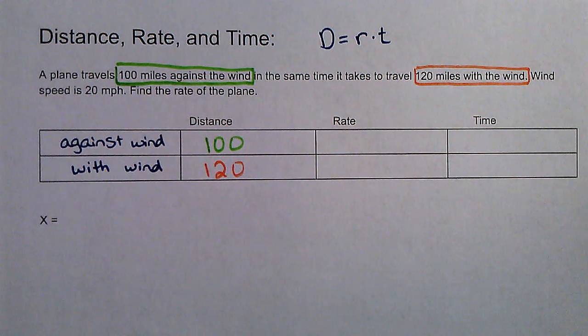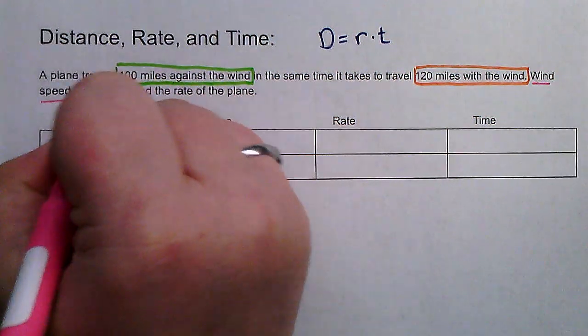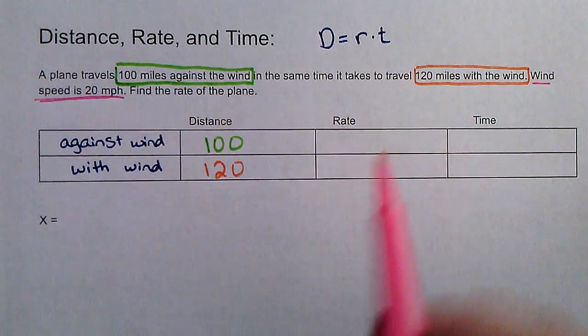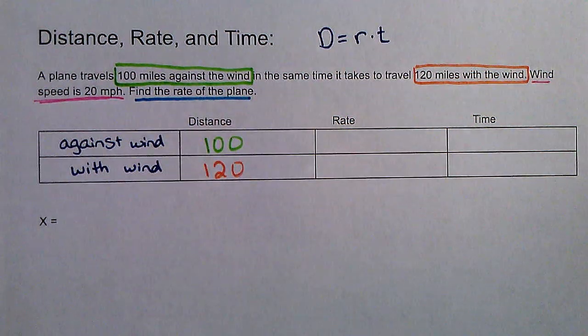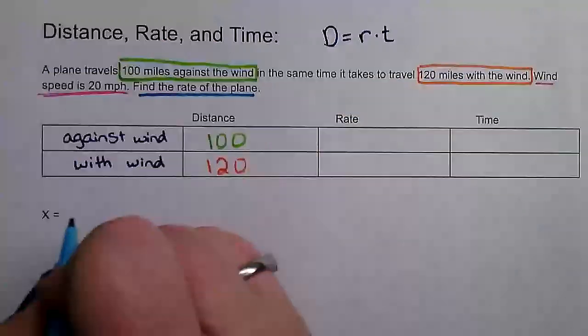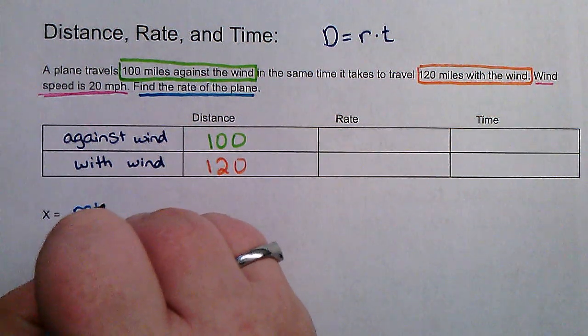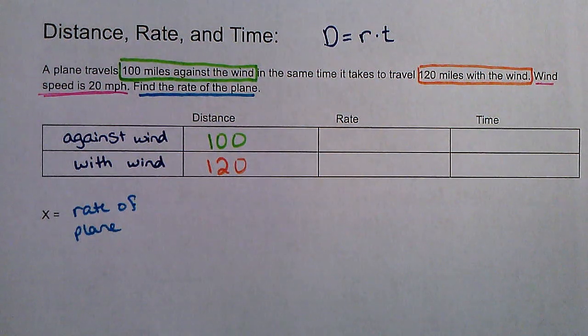The next number it says is the wind. The wind speed is 20 miles an hour. So miles an hour, that's a rate, but don't put it in there just yet because the question says find the rate of the plane. So we actually have two rates. We have rate of the wind and rate of the plane. So x is going to equal what the question asks us. X is the rate of the plane, the airplane.